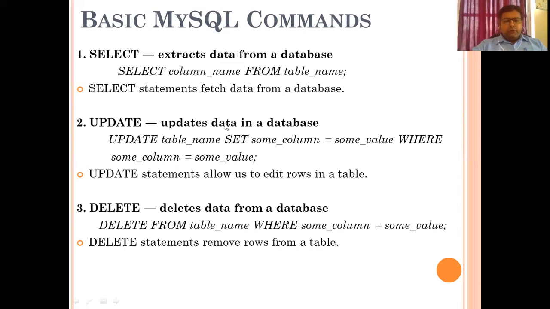Now the second is UPDATE. It will update the data in a database. So UPDATE table name SET some column equal to some value WHERE some column equal to some value. The UPDATE statement allows us to edit rows in a table. If you want to edit a particular row in the table, then in MySQL you have to use a command like UPDATE table name, then SET some column name equal to some value, WHERE some column equal to some value. So you are going to update that particular value in that particular column.